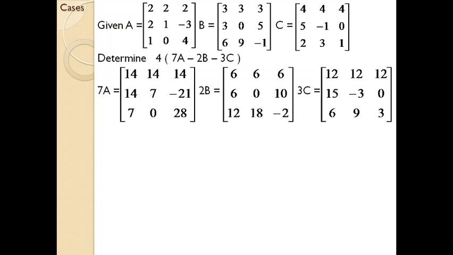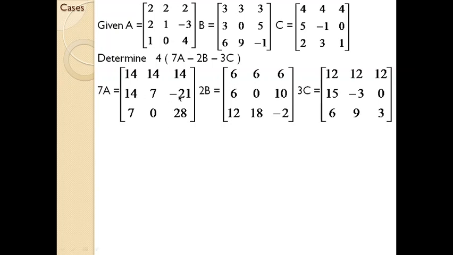Similarly, you need to find 3C by multiplying 3 with each element of C. 3 into 4, 12, 12, 12, 3 into 5, 15, 3 into minus 1, minus 3, 3 into 0, 0, 3 into 2, 6, 3 into 3, 9, 3 into 1, 3. So now we have the matrices that are computed on the basis of multiplication of a matrix by a scalar.